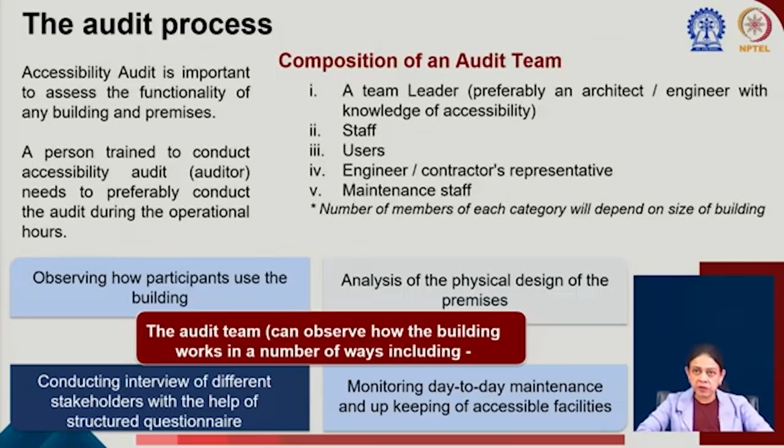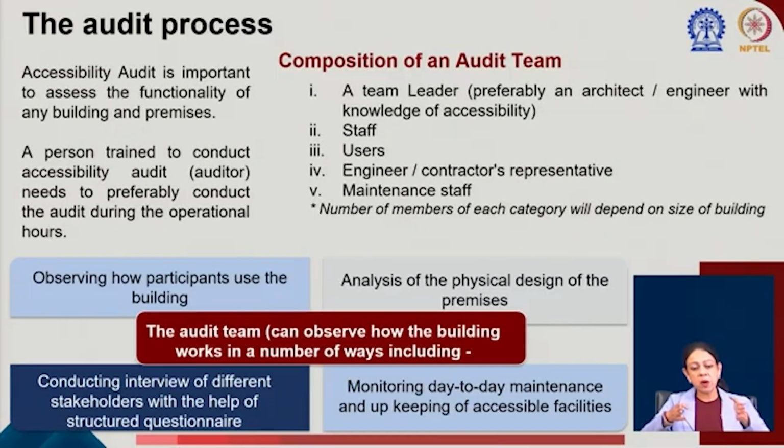Now, the audit process, how does it happen? First of all, you need to have a proper audit team. It is essential that there has to be a team leader who is preferably an architect or an engineer with a knowledge of accessibility. Just to tell you, recently we have many certified accessibility auditors in our country who are working in this field and who are doing this audit work.